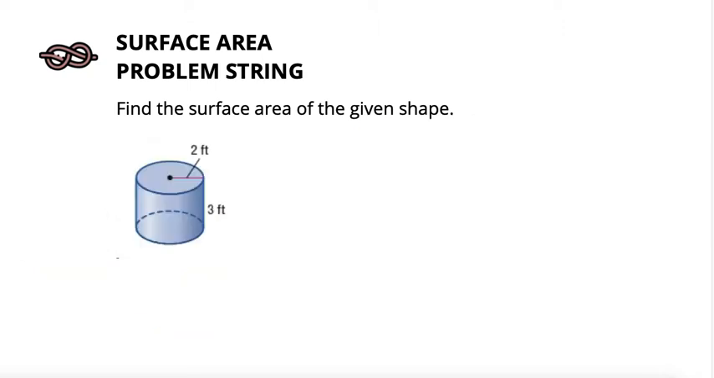Let's take a look at another example. Here we have a cylinder. When I'm looking at the surface area of a cylinder, I know from my chart that it is 2 pi r squared plus 2 pi r h. So the 2 pi r squared are the two circular bases, and the 2 pi r h would be the area of my side, so the rectangle around the outside.